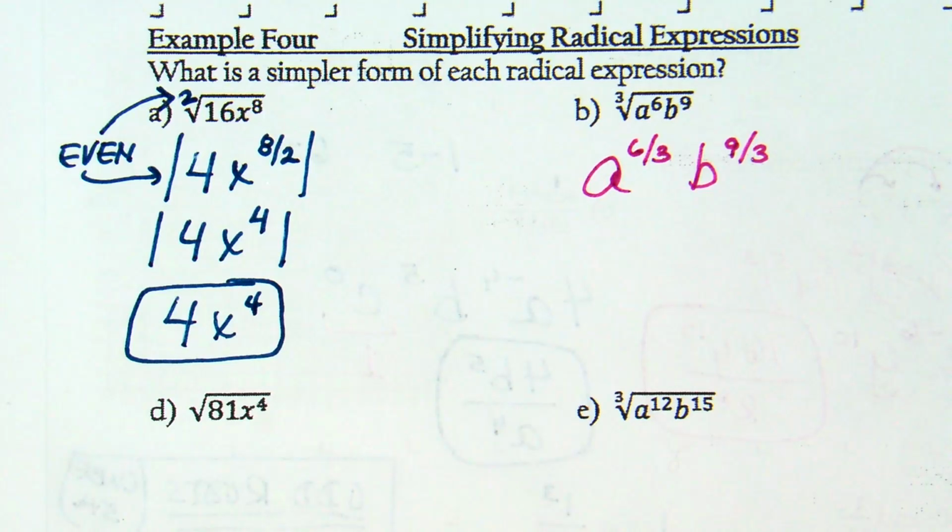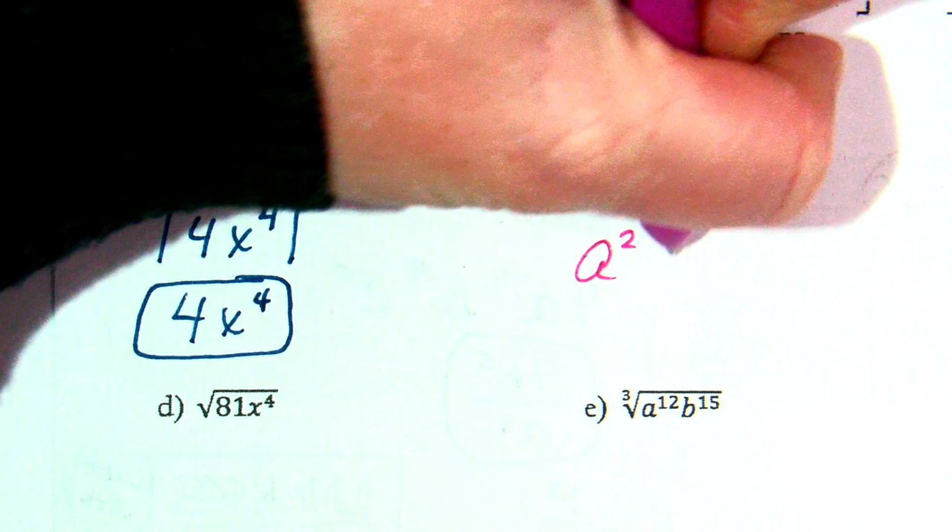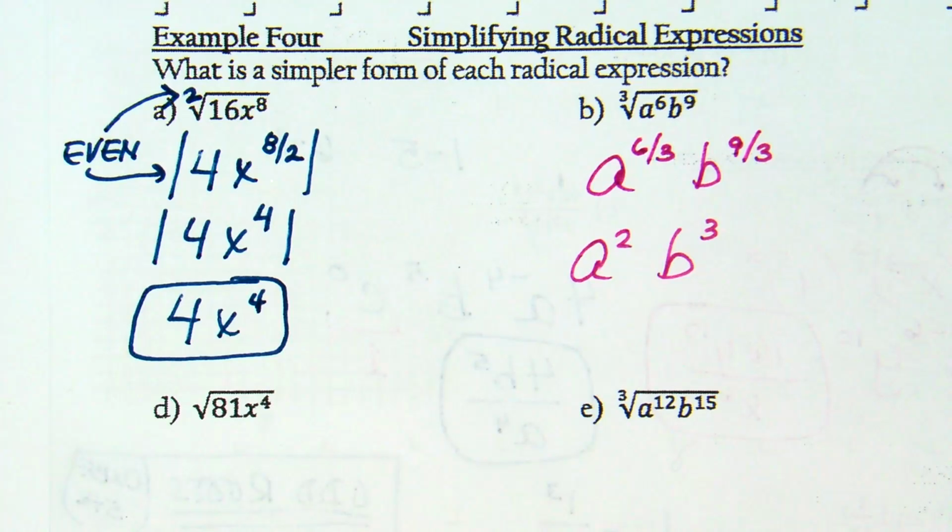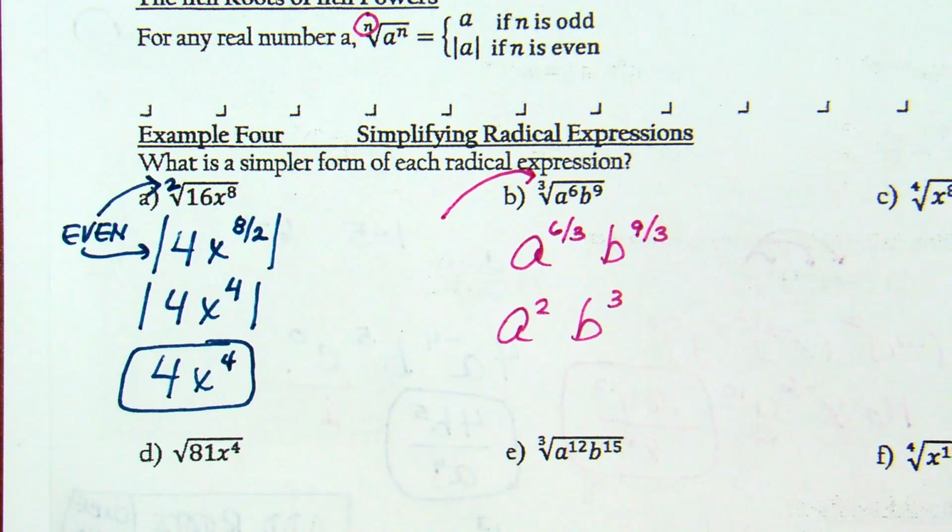What do those powers become when I simplify? A to the 2nd, b to the 3rd. Now, before I circle my answer and move on, do I need to consider absolute value? And in order to answer that question, look at your index, your radical. This is a cube root. What do you know about a 3, a cube root? 3 is odd.